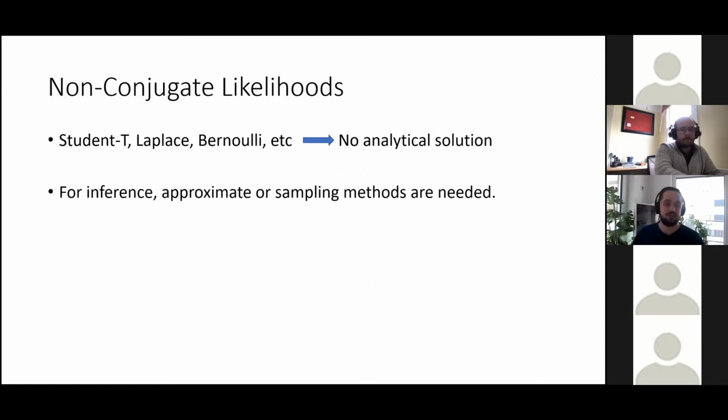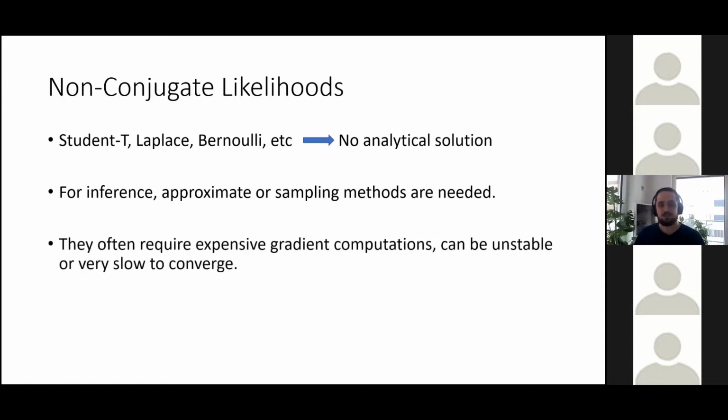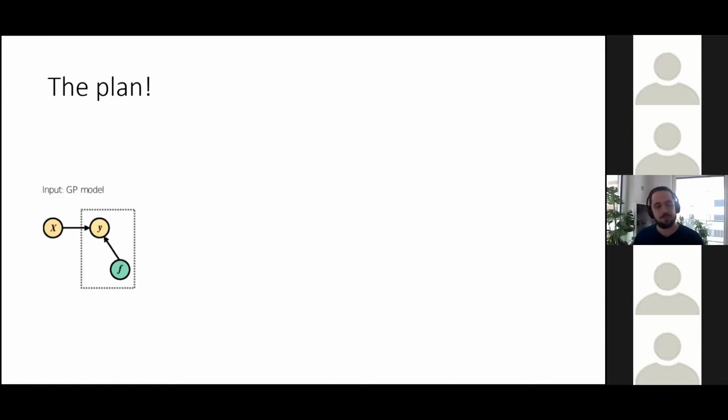So what people usually do is use approximate methods like variational inference. You can sample, of course. But the problem with all these methods is that you sometimes need gradients that can be unstable, that can be very slow. A lot of difficulties arise. So what I want to propose is a new representation to solve all these problems.